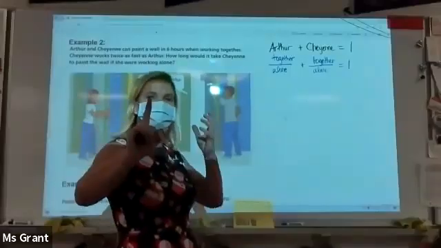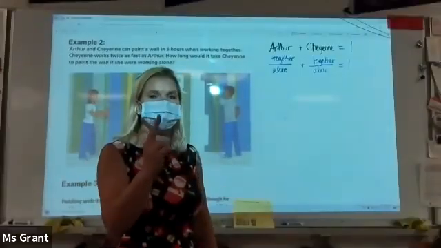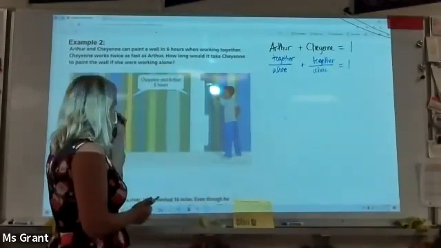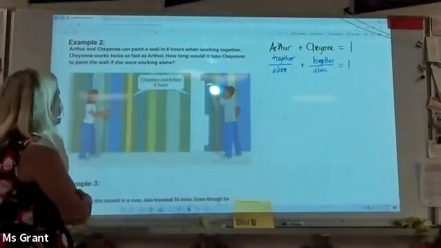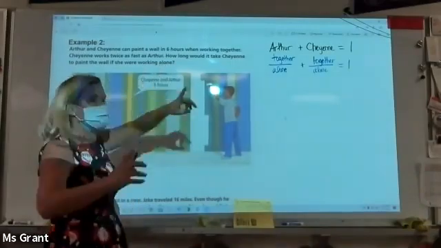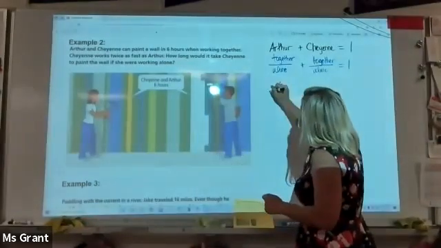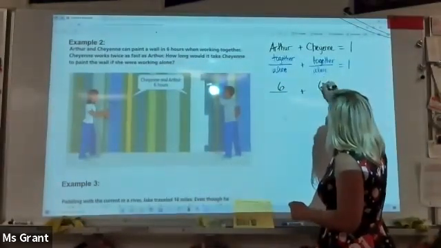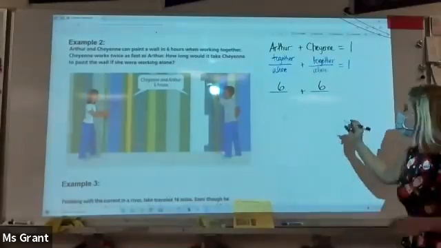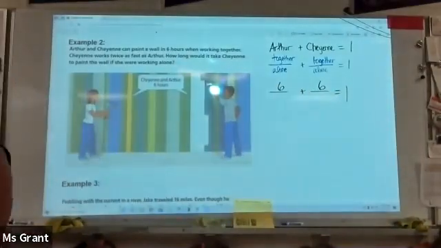What does the 1 stand for? 1 job. The whole 1 job that they worked together on. 1 whole job. Okay. Now, they can paint a wall in 6 hours when working together. Oh, Arthur together does it in 6. Cheyenne together does it in 6. So set that up. I got the together. I'm good.